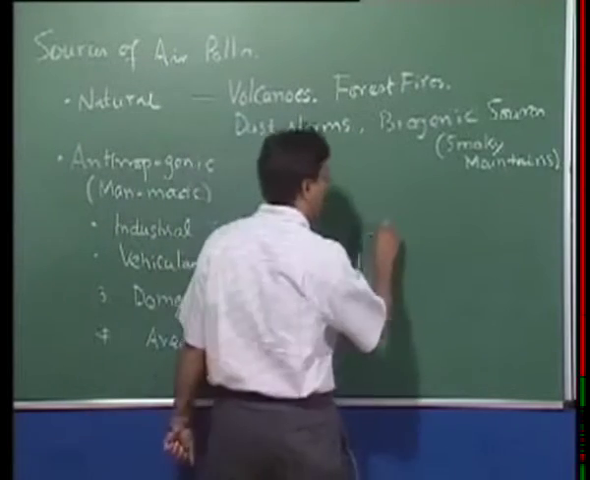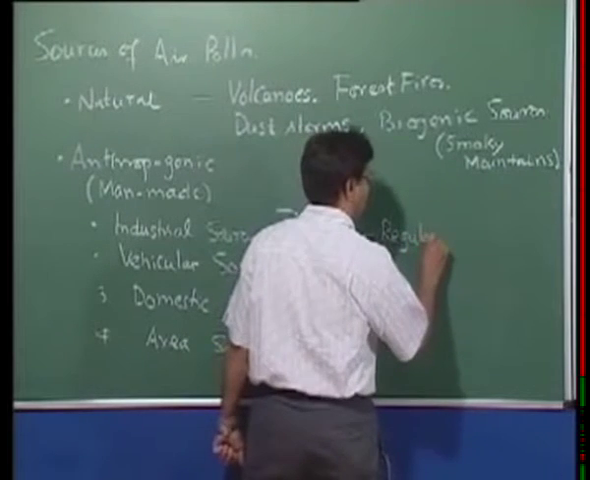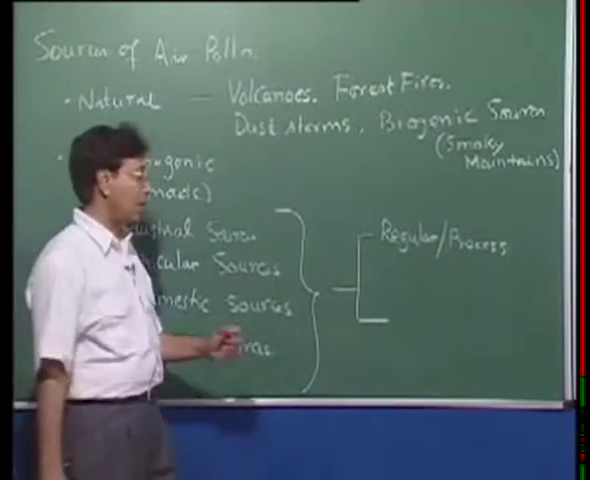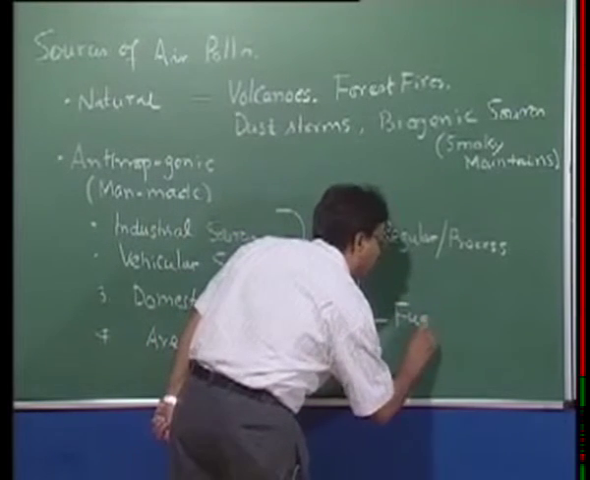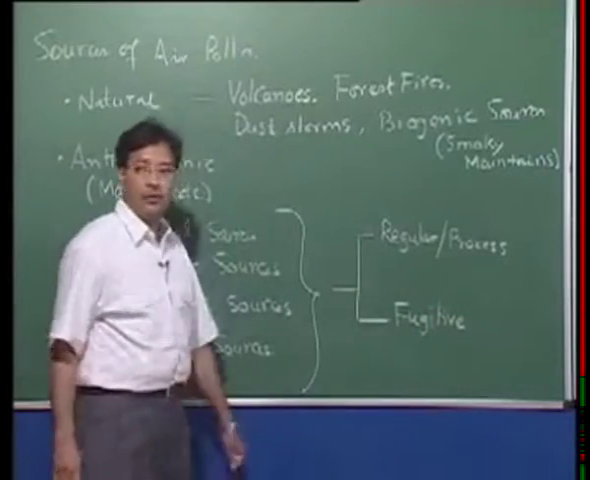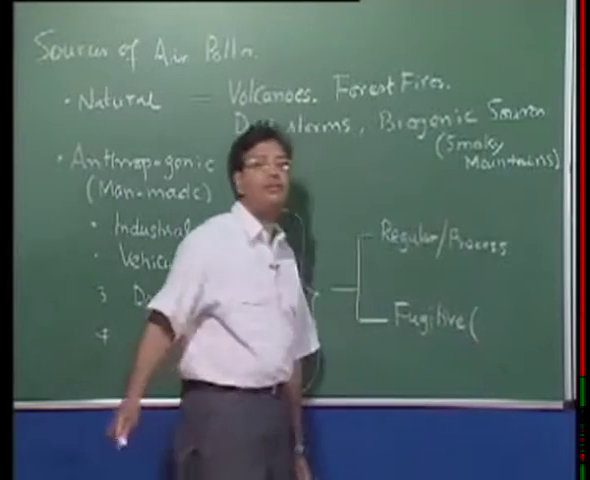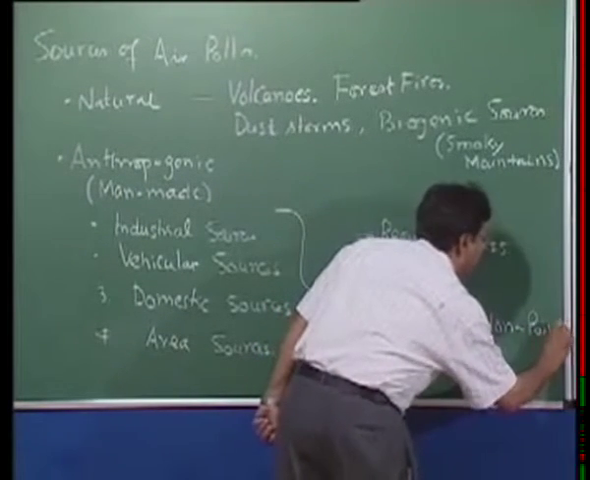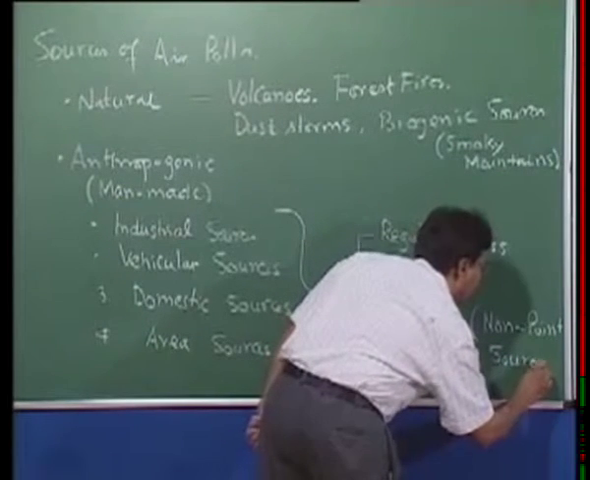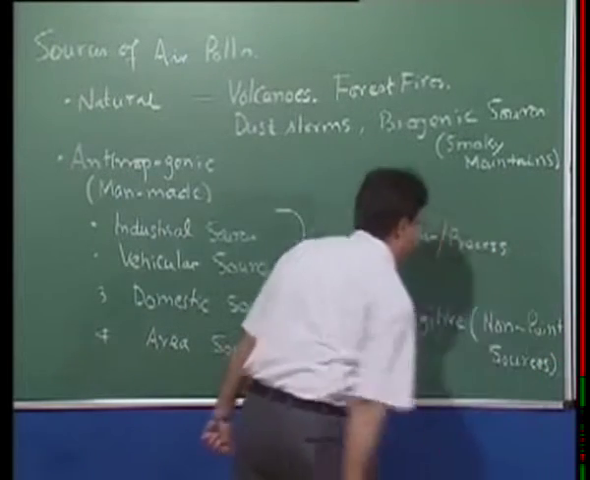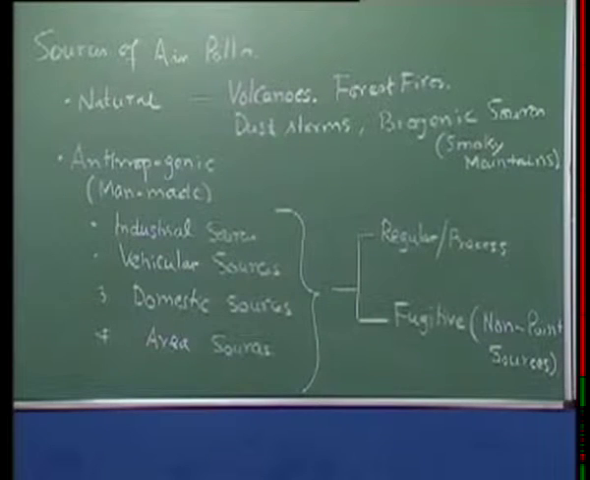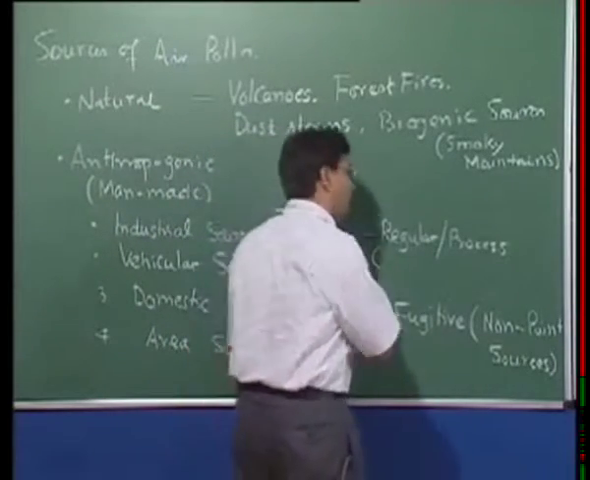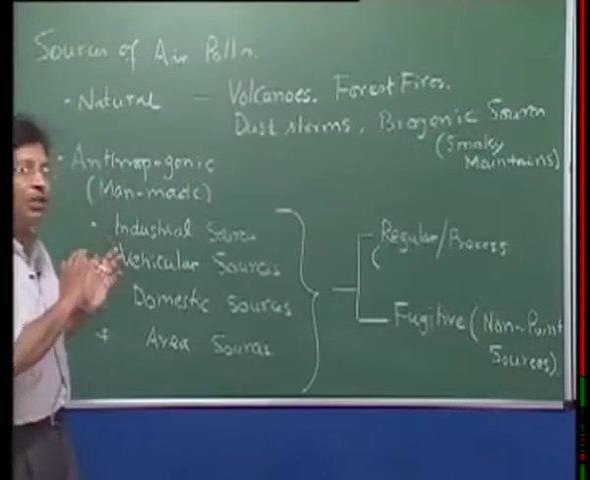One is the regular or process related emissions, okay, and the other category can be what we call as fugitive sources, or sometimes also referred to as non-point sources. We'll go into the specific details of this, but the regular sources are more through chimney or a defined duct or a vent through which the actual emissions are taking place.